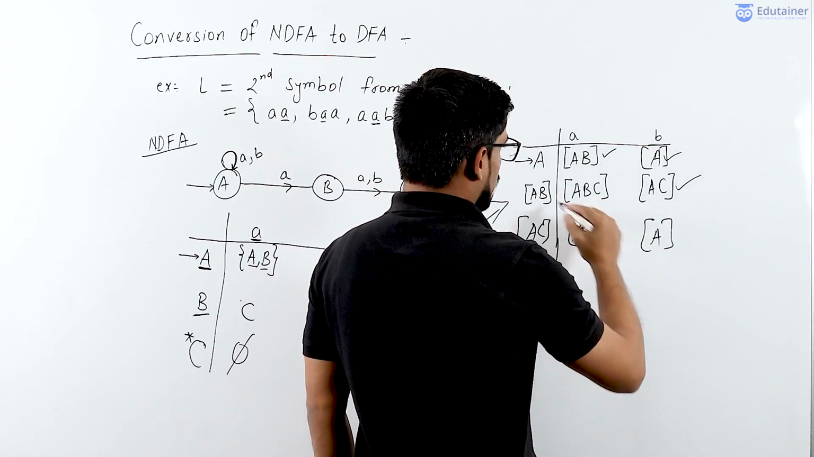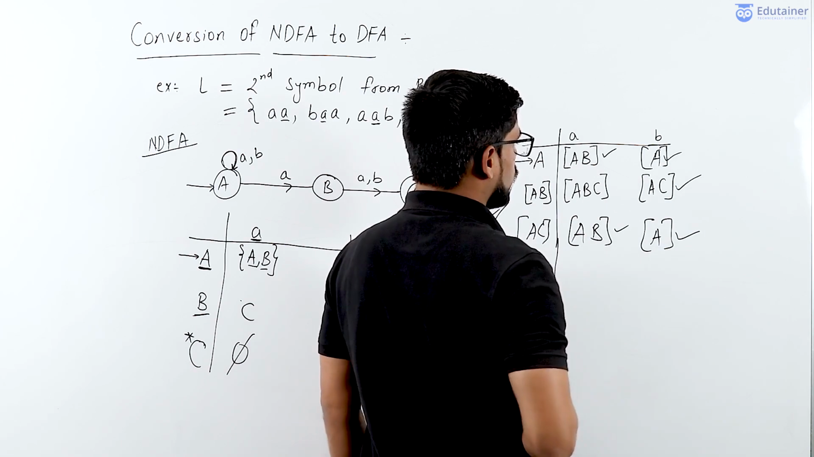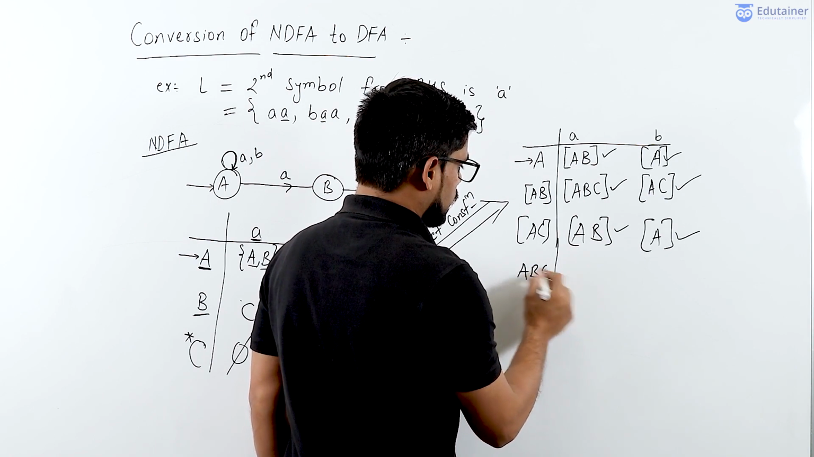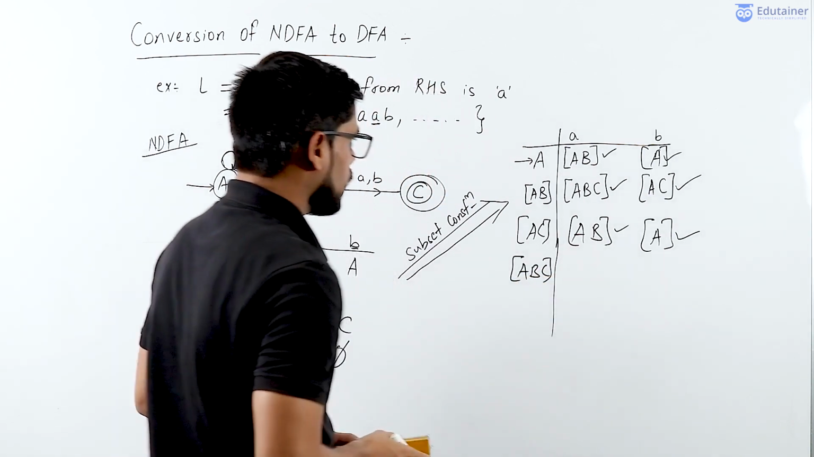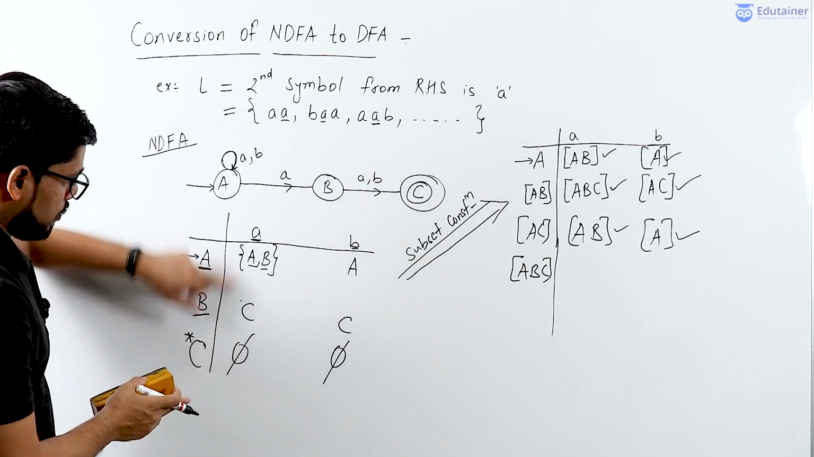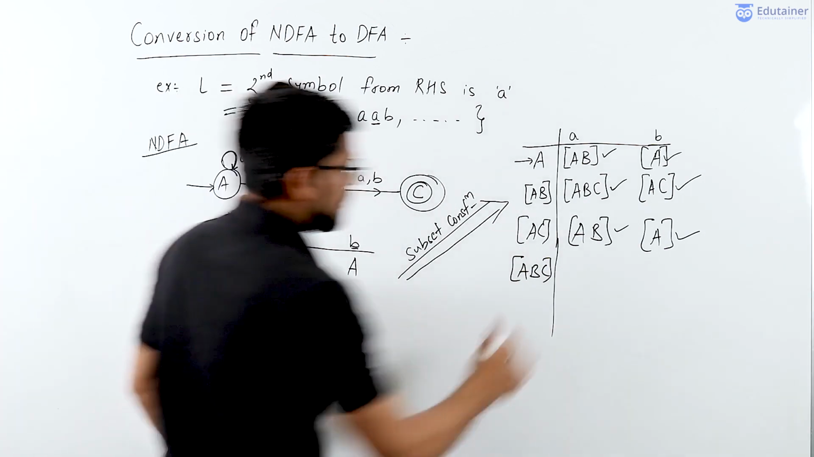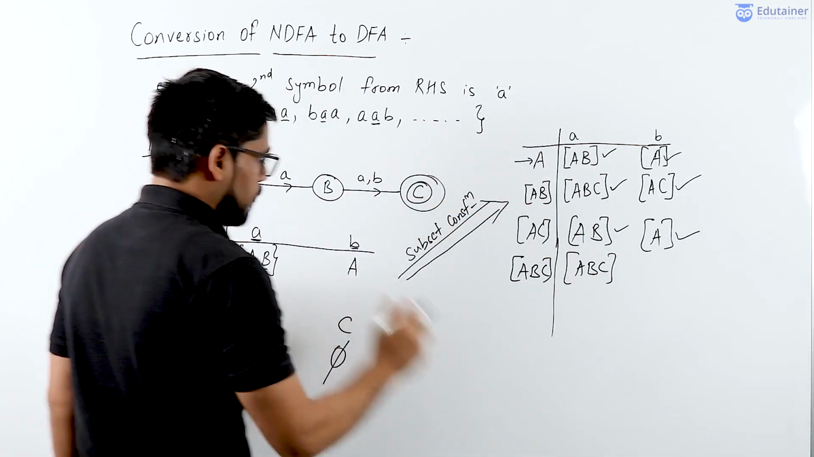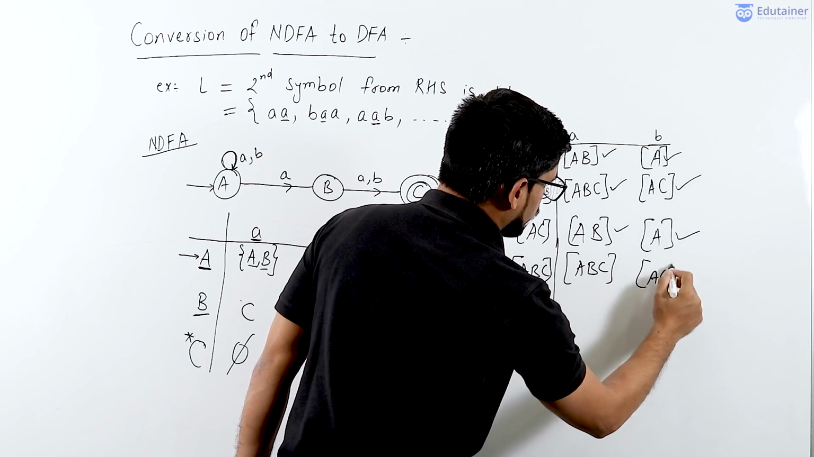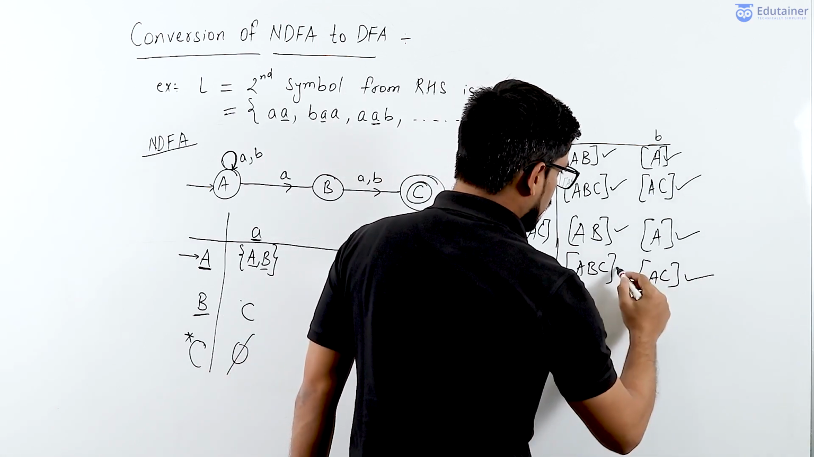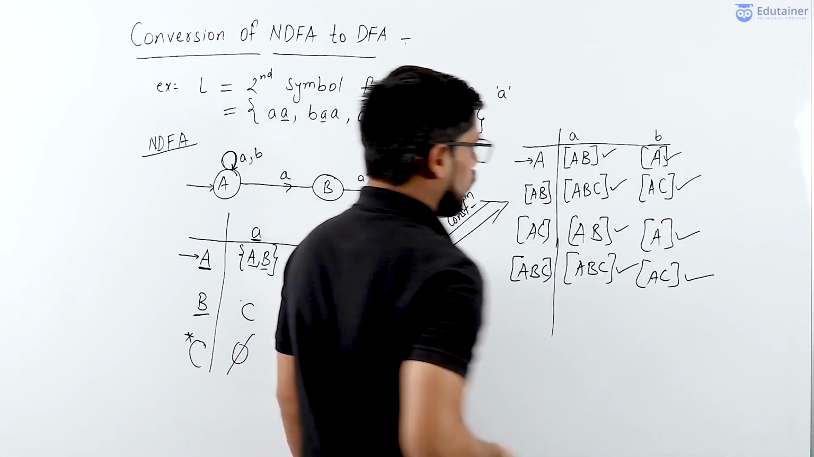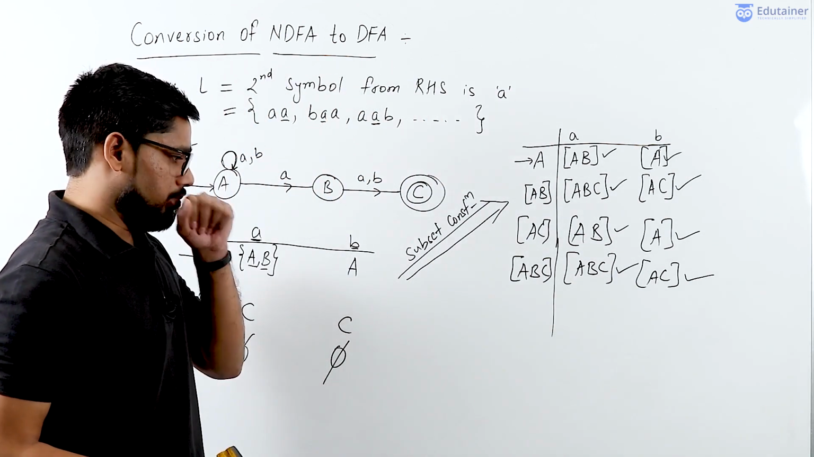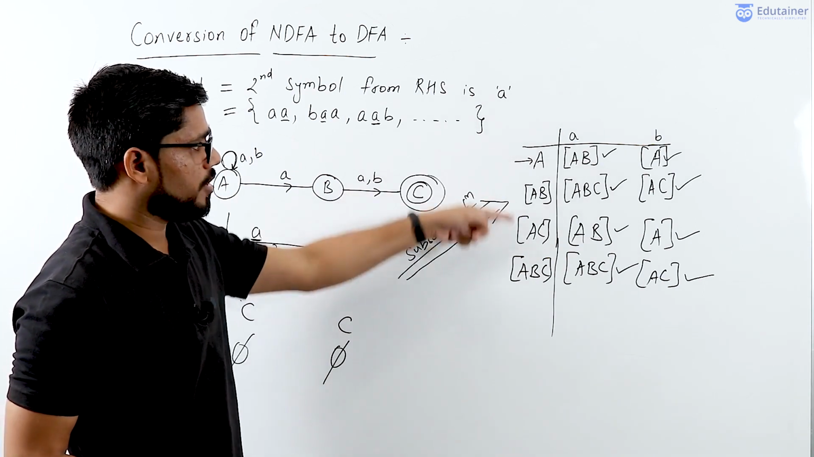Now AB is covered, A is also covered, ABC is left. So let's take ABC. Union all three states, and you will find that on small a you will get ABC, and on small b you will get AC. So AC is also covered, ABC is also covered. I think I have covered all the states in the DFA. So in the DFA, you will get four different states.